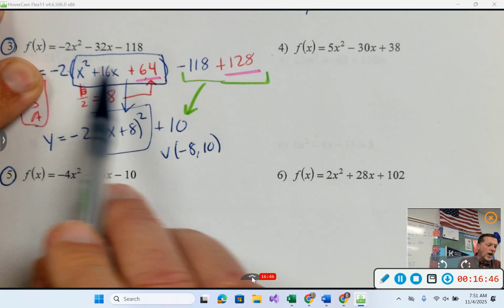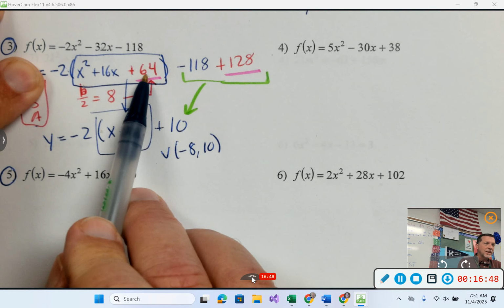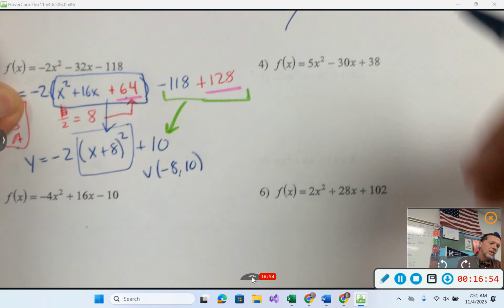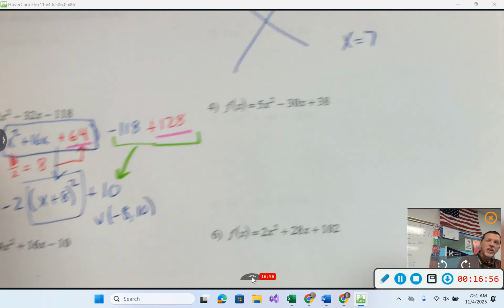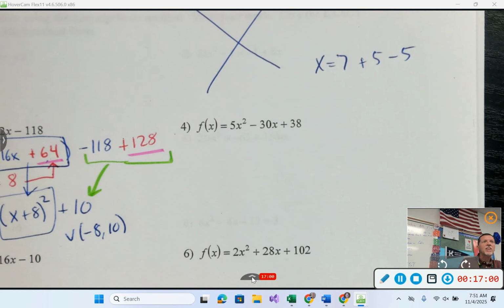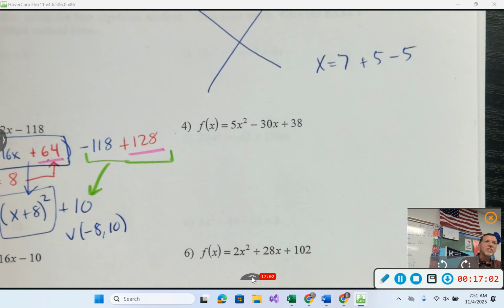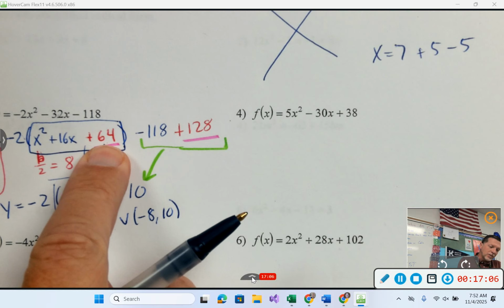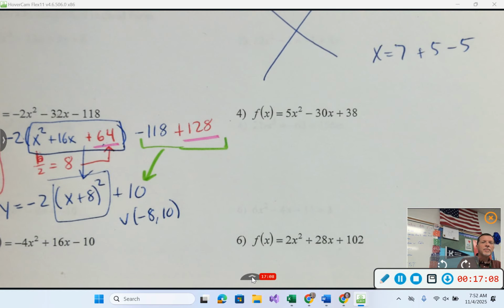I really subtracted 128 when I did that. It's negative on the outside, but why is it plus on the outside? Well, I have to make these balance. Right? If x equals 7 and I don't want to change things, I could do plus 5 minus 5. That didn't change anything. That's still going to be 7. That's basically what I'm doing. I'm going minus 128 and plus 128.